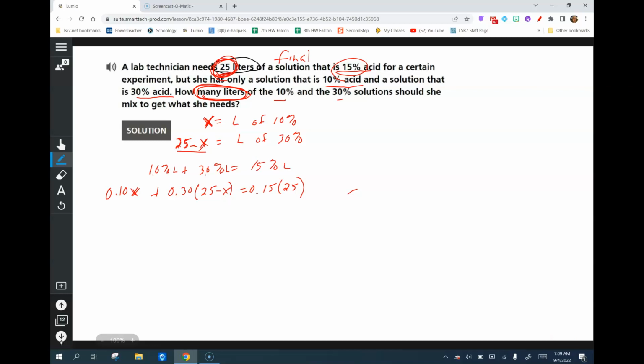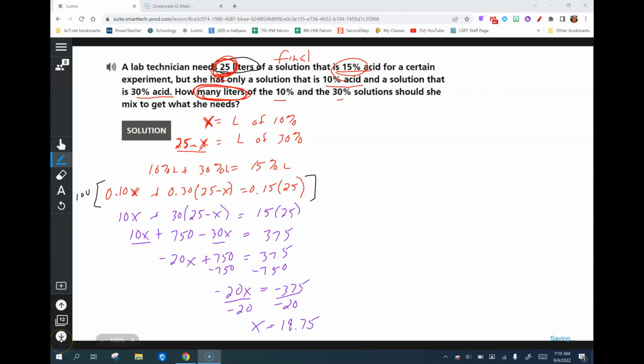You can multiply through right here and get rid of all the decimals. You can do it later. You can just leave all the decimals. I'll let you choose. Now I came up with x being 18.75. Okay, so if you did not do that, you might want to go back and check your work. And if I've made a mistake, feel free to email me and ask me questions. So that's what my 10% solution is. That's 18.75 liters of 10%.